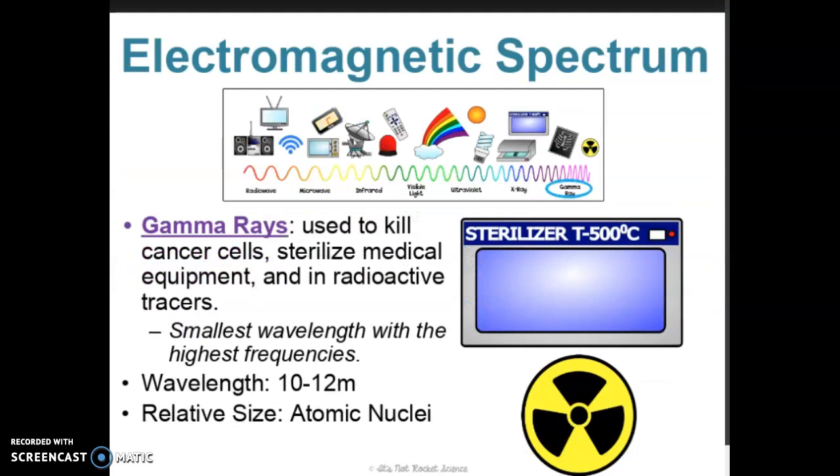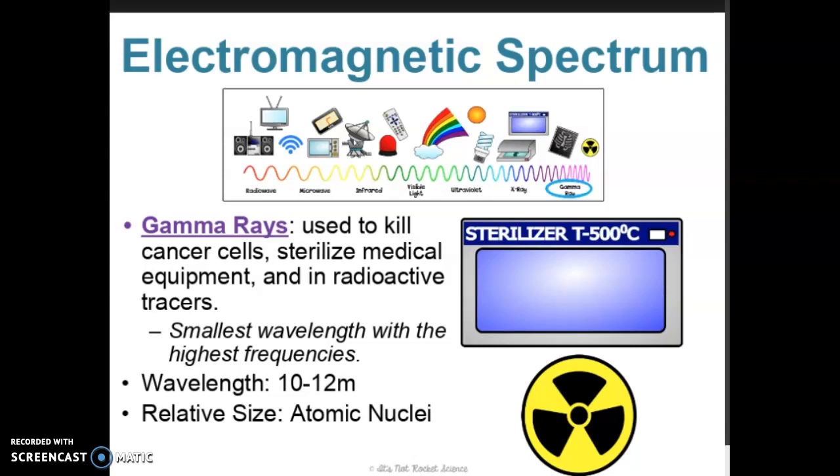Gamma rays is the last ray, or the last waves on the electromagnetic spectrum. So they are the smallest wavelengths. Now, these are used to kill cancer cells. They're also used to sterilize medical equipment, and they're used in radioactive trackers.